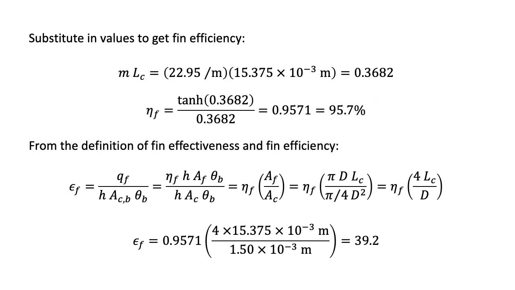Continuing with part A, we want to find the fin effectiveness, which is defined as the heat transfer for our actual fin compared to the heat transfer from the base without a fin, as shown. Substituting in for the heat transfer from the actual fin in terms of the fin efficiency and our pin-fin geometry, this equation reduces to the one shown. Substituting in, we get a value of 39.2 for the fin effectiveness. This means that there is 39.2 times more heat transfer with the fin than without, and that this is a very effective fin.